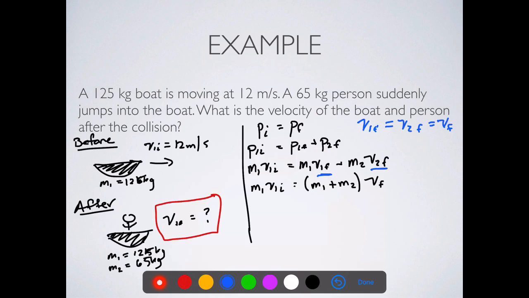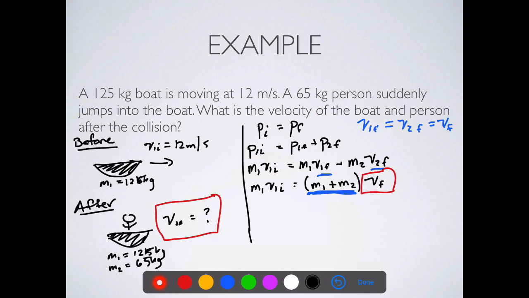And this should make sense. If you look at this, this is saying that the total mass of the boat and the person times the velocity is equal to the momentum of the boat and the person combined. All right? Now let's think about what we're solving for here. We're solving for what is V final. I know what M1 is, I know what V1 initial is, and I know what M2 is. So let's rearrange and solve.